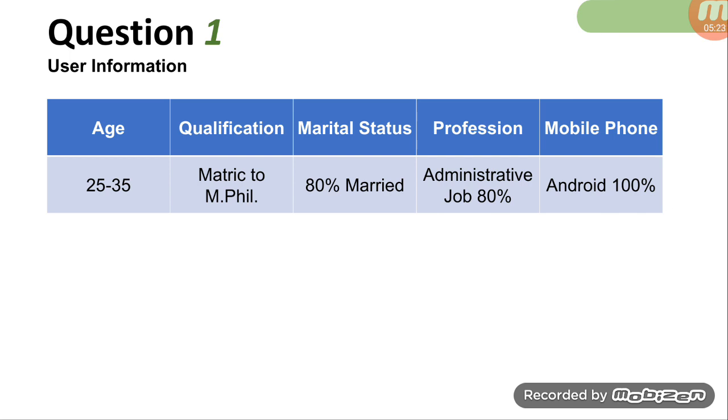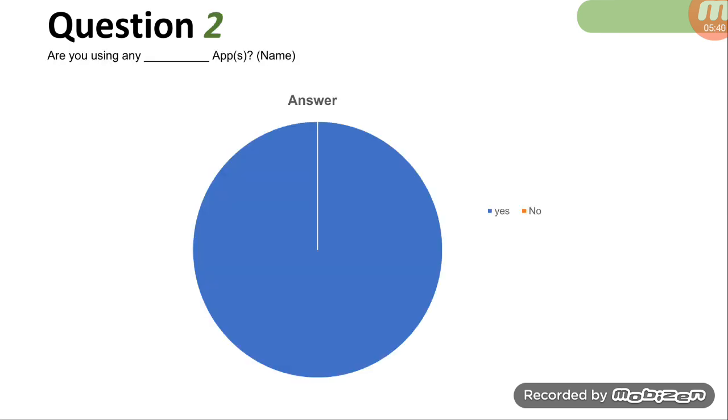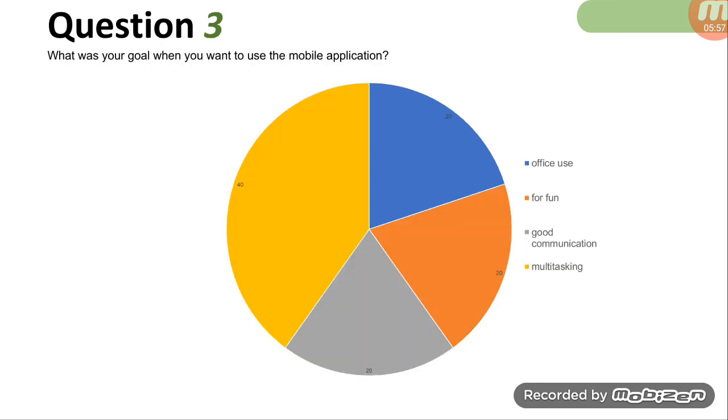The qualification is matric to MPhil, and 80% of the users are married, and 80% are administrative job holders, and they all have Android phones. The first question I asked the users was whether they use mobile applications, Android applications. 100% of the users answered yes.